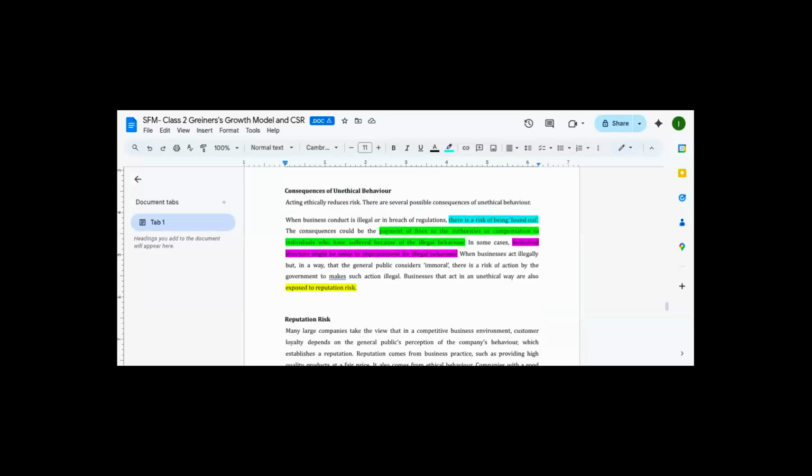So what are the consequences of unethical behavior? If a company does not have an ethical stance, what are the consequences? Can you please tell me one before we proceed?